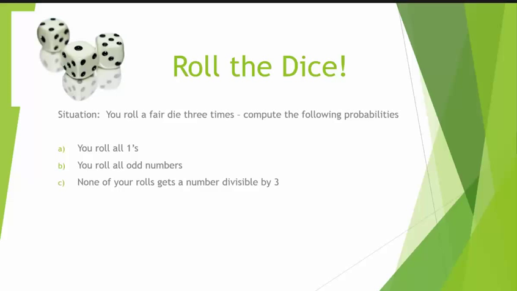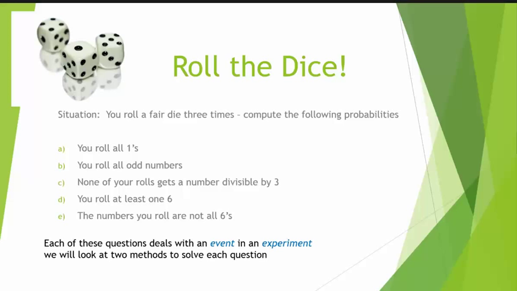What's the probability that none of your rolls gets a number divisible by 3? What's the probability that you roll at least one 6? What's the probability the numbers you roll are not all 6s? So each of these questions deals with an event in an experiment, and we will look at 2 methods to solve each question.